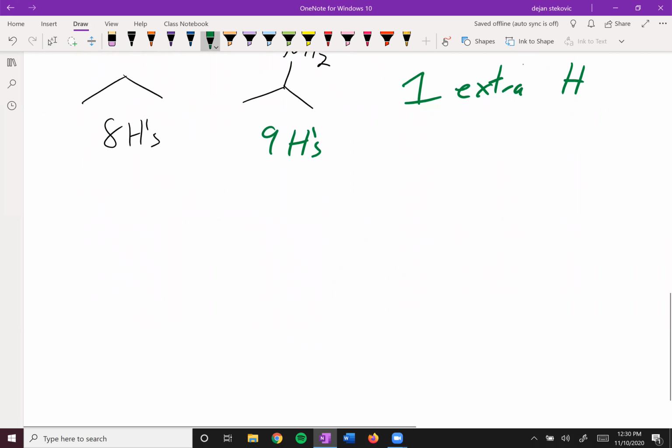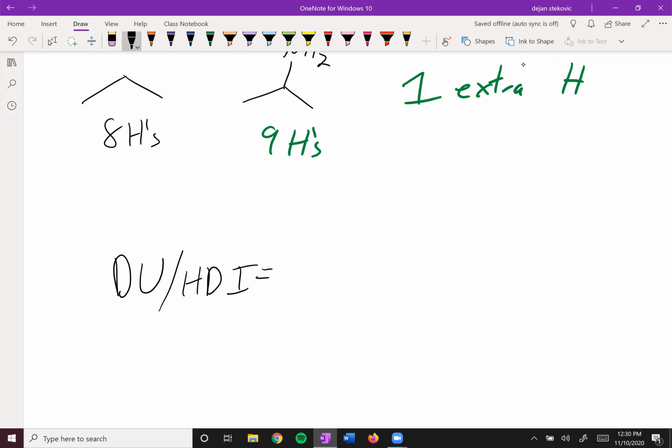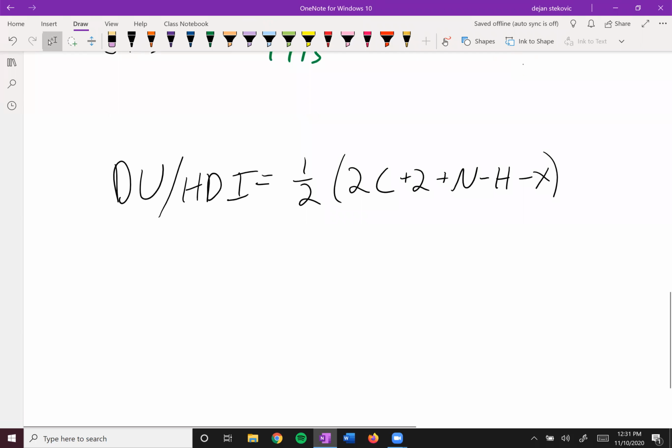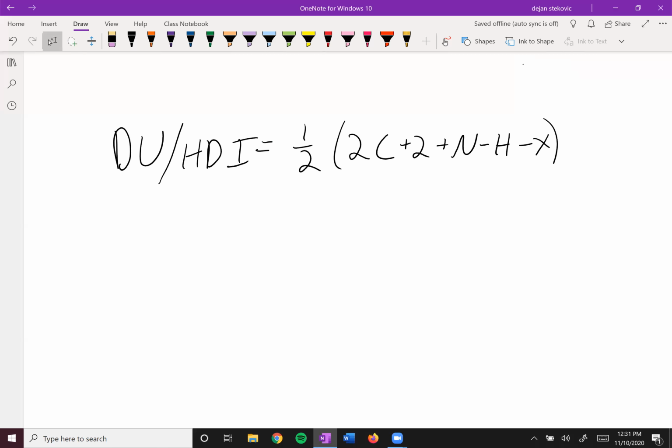And so if you combine all of these things, you get an equation, right? So your degrees of unsaturation, or your hydrogen deficiency index, whichever way you want to think about it, is going to be equal to 1/2 times 2 times the number of carbons plus 2 plus the number of nitrogens minus the number of hydrogens minus the number of halogens, right? Oxygens aren't involved, so they're not necessary. And so once you calculate through, this will tell you how many degrees of unsaturation you have.